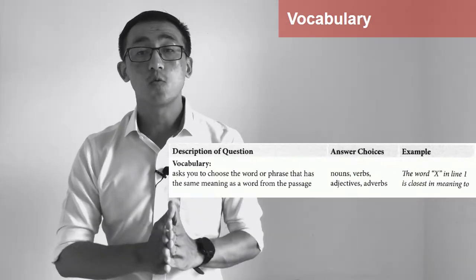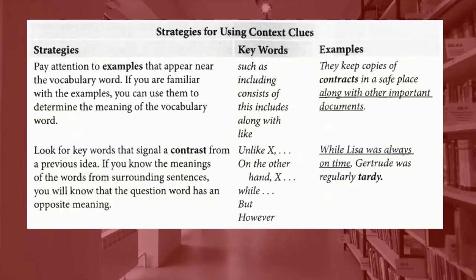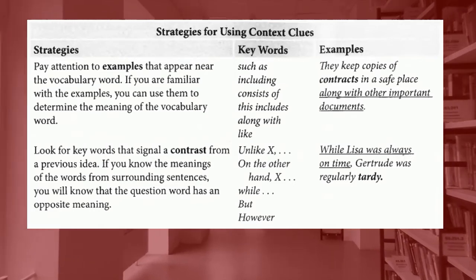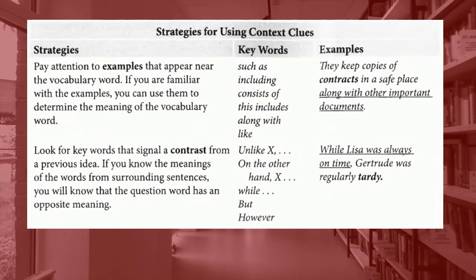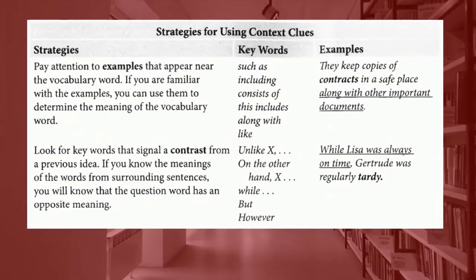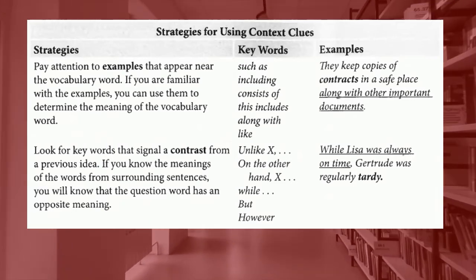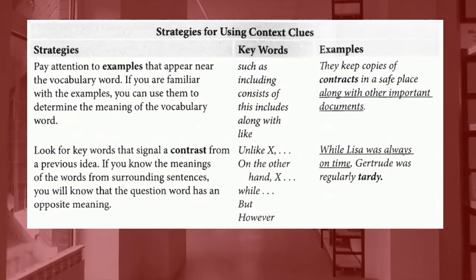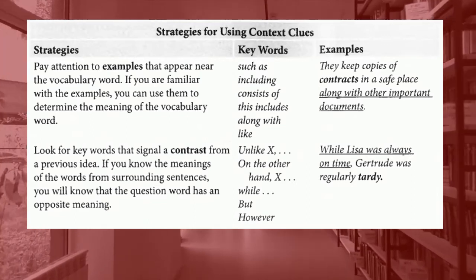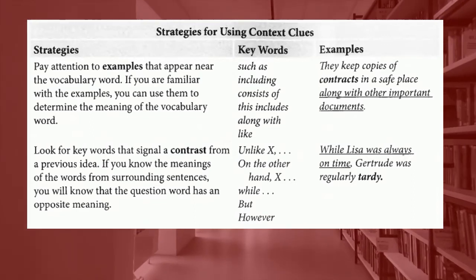For vocabulary questions, I can give you the following 3 tips. Tip number 1 is find the word in the passage. For example, use the strategies for using context clues. Pay attention to examples that appear near the vocabulary word. If you are familiar with the examples, you can use them to determine the meaning of the vocabulary word. Keywords such as including, consists of, includes, along with, or like, right? So, they keep copies of contracts in a safe place along with other important documents.